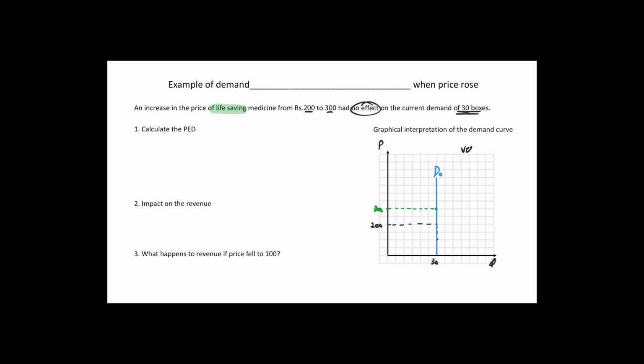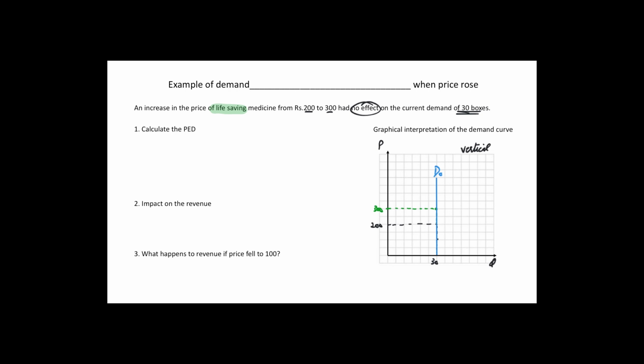This is like a vertical demand curve. That's what the shape is. It's vertical. Okay, it's closer to inelastic, because inelastic is also very steep, but this is even steeper than inelastic, isn't it?